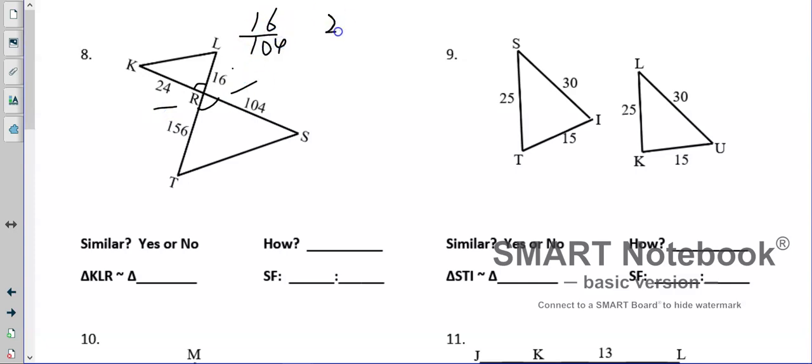So I'm going to try 16 over 104. There's that little trick there. And 24 over 156. Now, again, I just take my calculator and I multiply. 16 times 156, I get 2496. 104 times 24, I get 2496. So it's checked. They are equal. So it is yes, and it's going to be SAS.